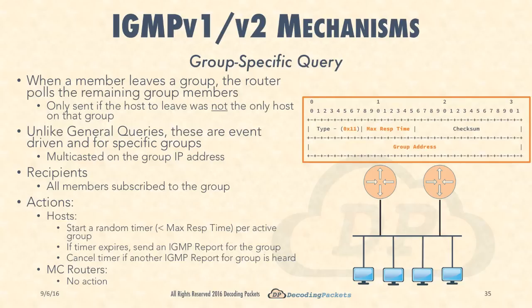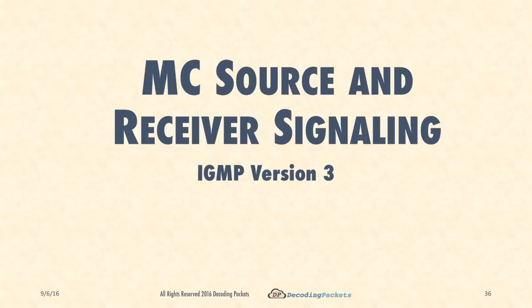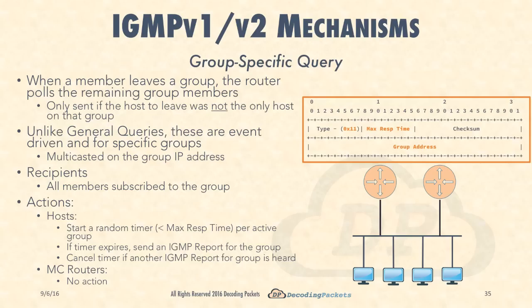Again, the type of it does not really change. The type is 0x11. There is also a maximum response time, and there is a group address for the group that the group-specific query is for. Now, this is only sent if the last host to leave. So depending on who sent that last report on the general query side.